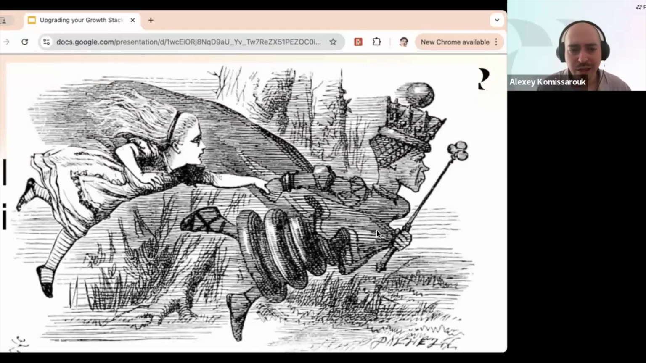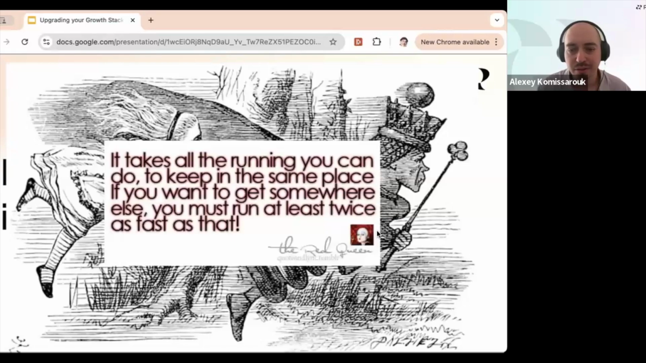Alice Through the Looking Glass, I think. It's the Lewis Carroll book that brings the Red Queen hypothesis, which states, it takes all the running you can do to keep in the same place. And if you want to get somewhere else, you have to go twice as fast. So this is kind of what it feels like working on growth, where I'm doing my thing as fast as I can, and it turns out there's actually, oh, I should be doing this new thing. So it's kind of inevitable.